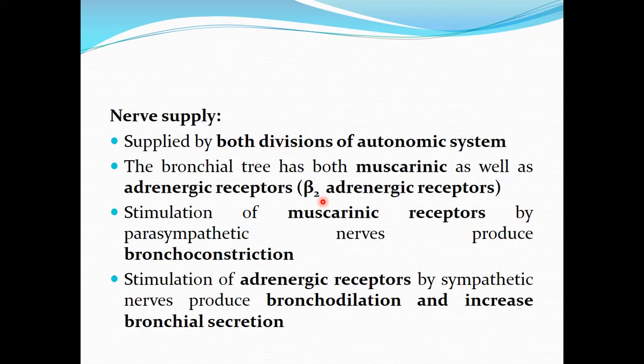Stimulation of the sympathetic fibers produces bronchodilation, and this effect is mediated by the adrenergic receptors. While the stimulation of parasympathetic nerves produces bronchoconstriction, and these effects are mediated through the muscarinic receptors. Now, sympathetic stimulation, in addition to producing the bronchodilation, also causes increase in bronchial secretion.